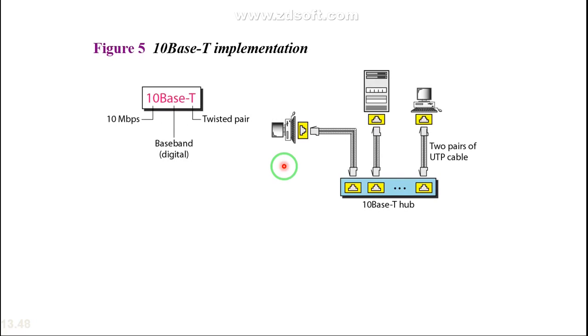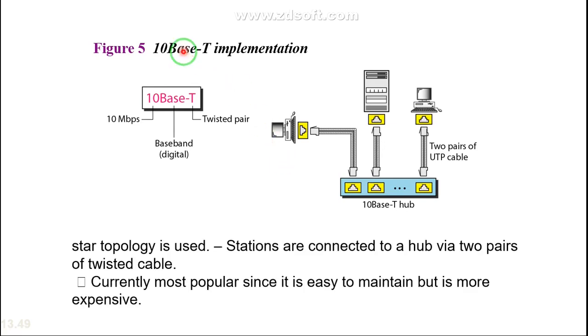Next is your third implementation, called 10BaseT, also called twisted pair Ethernet. 10BaseT uses a physical star topology. The stations are connected to a hub via two pairs of twisted pair cable. These two pairs create two paths, one for sending and the other for receiving between your stations and this hub.